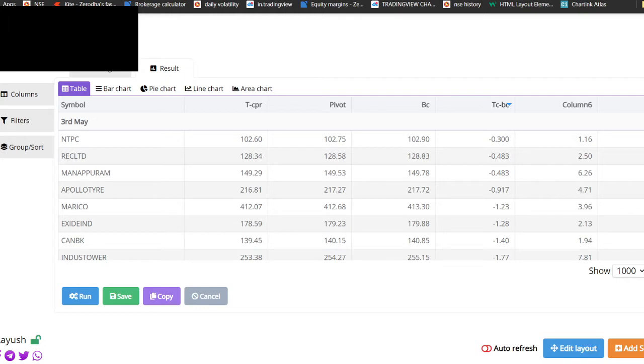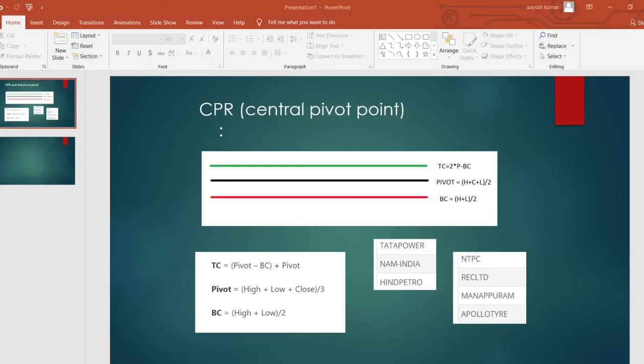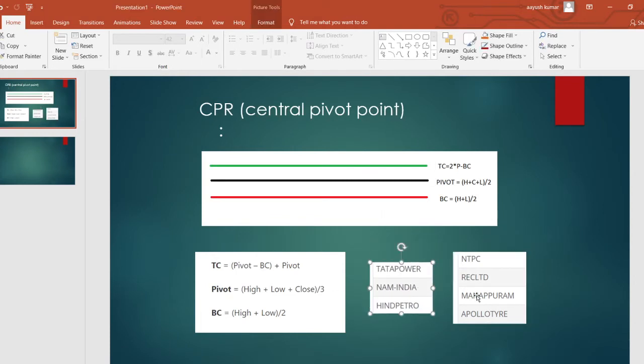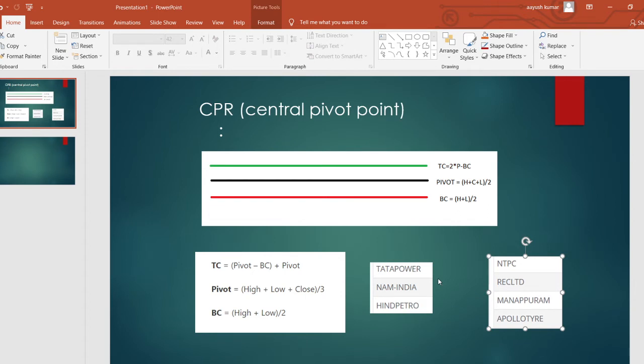I'll paste it here. Now you can see I pasted this in PowerPoint. These are the stocks which have a narrow CPR in the month of May. So what we have done till now is select a narrow CPR of the monthly time frame. I have shown you the formula, and I will give you the link for the formula also. Now let us go to the chart.